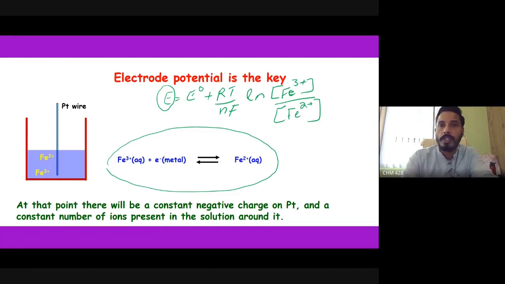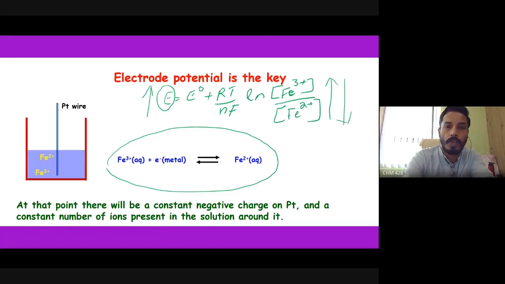When you increase the concentration of Fe3 plus, this ratio will go up for sure. If this ratio goes up, electrode potential has to go up. If you increase the concentration of Fe2 plus, what will happen? This ratio will go down and electrode potential will become more negative.